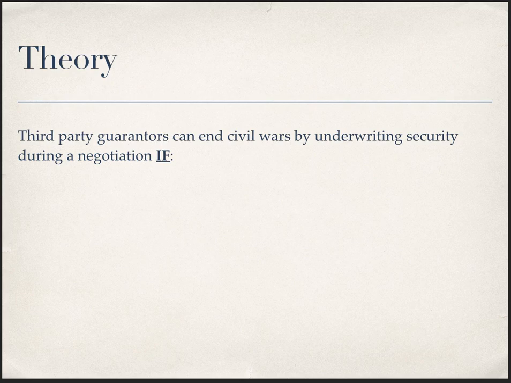Now, Walter argues that a security guarantor needs to meet a number of tests in order to be a credible guarantor of security. What are those elements? The first is that the party has to be self-interested in peace. You can't have some third party come in to settle a civil war that they don't care about. It usually needs to be some country that sees the end of the war as being in its own security or economic or moral interest.